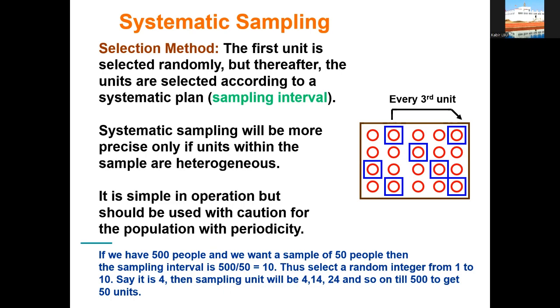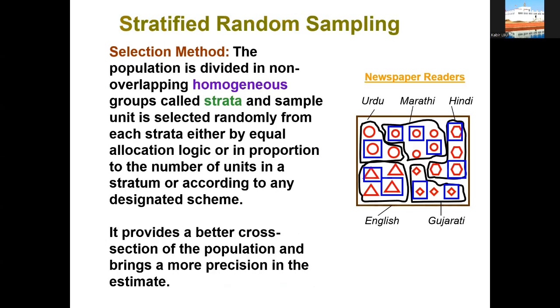Then third, we are discussing stratified random sampling. What is stratified random sampling? Here, in the selection method, the population is divided into non-overlapping homogeneous groups called strata. If you go through the diagram, it is given here that there are people who are speaking English, who are speaking Gujarati, who are speaking Marathi, they are Hindu. So these are the people who are newspaper readers of a family like this. So this is called a strata.